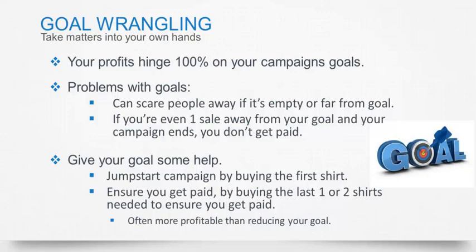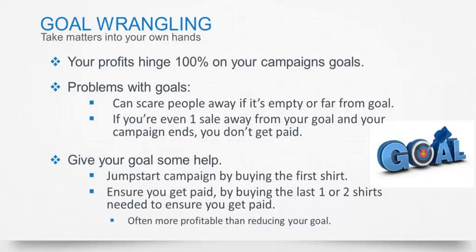First of all, if your goal is too big, it can scare people away if the campaign is empty or you're far from the goal. So you've sold 1 shirt or 5 shirts, but your goal is 100. People go, I'm not so sure it's going to sell. Now, if you're even 1 sale away from your goal and your campaign ends without adjusting your goal, you don't get paid. Would that not upset you? You're going to sell 50 shirts, but you only sell 49, and now you don't get the $300 or $400 of profit that you should have gotten. That upset me.